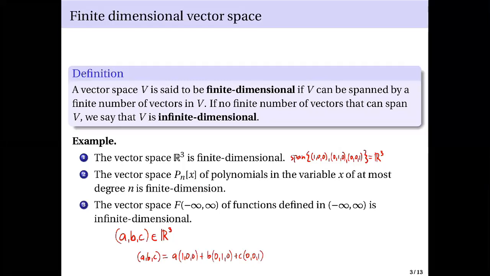So whatever numbers you use for a, b, and c as an element of R3, you can always write it as a linear combination of these three vectors. So we have found a finite number of vectors. In fact, there are only three of them here, at the very least, that can span R3. So R3 is finite dimensional.